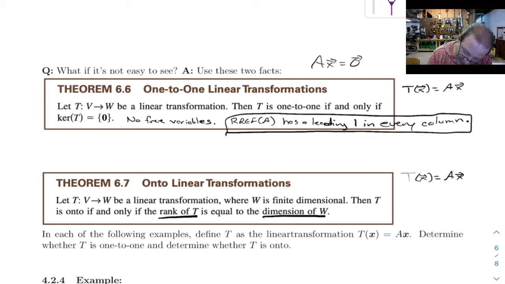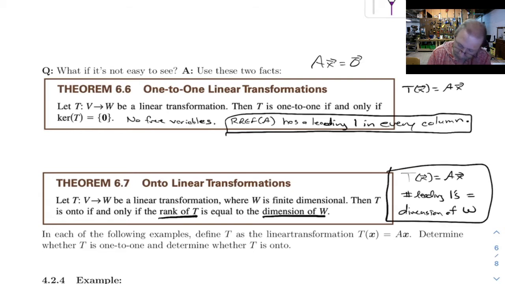So the rank of T is the number of leading ones. It has to be equal to the dimension of the codomain. And so those are the two things that we're going to look for here. If you think about what this means, the rank of T, that's the dimension of the range. And it's basically saying, does the range have the same dimension as the codomain?